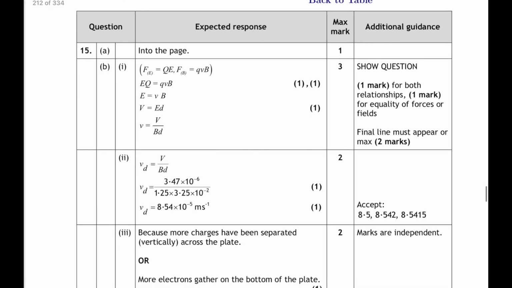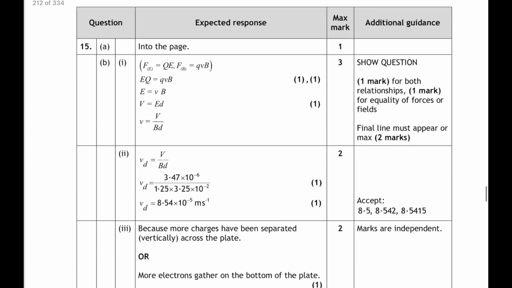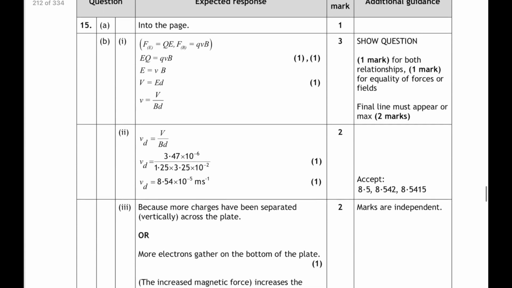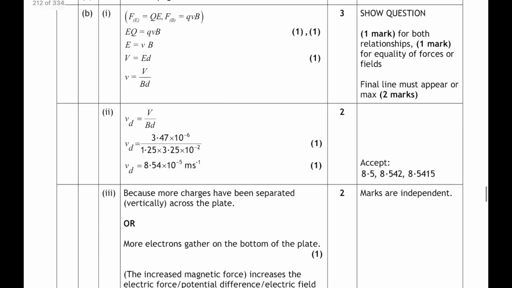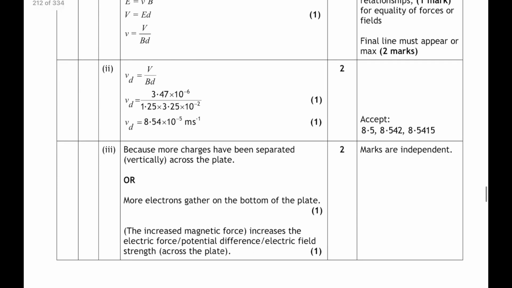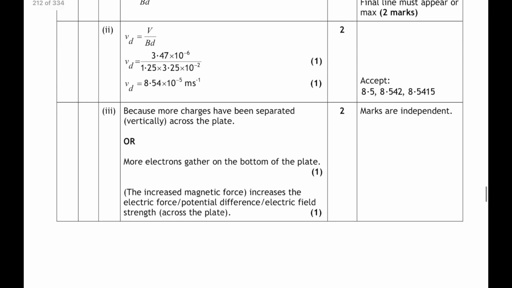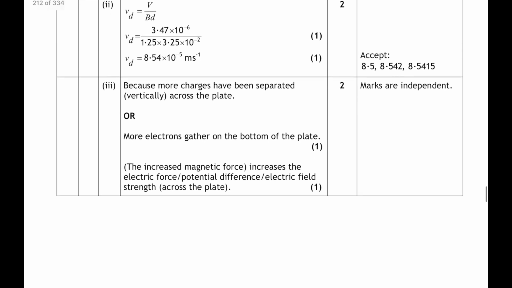So part A was our right-hand rule that gave us the magnetic field into the page. Part B was the show question, where you get 1 mark for stating the electric force equation and the magnetic force equation, and the second mark for equating them. And then the third mark is for cancelling out the charge and rearranging it for the drift velocity. Part 2 was substituting all the values in to get your answer of 8.54 times 10 to the minus 5 metres per second. And then the last bit, very tricky.